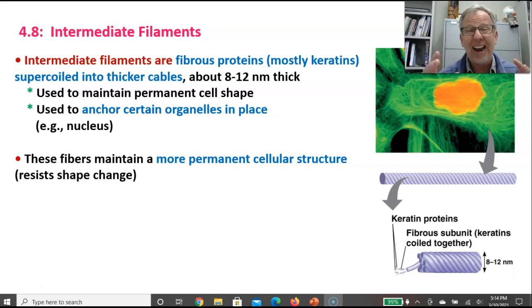So intermediate filaments are helping to maintain permanent cell shapes that aren't changing. And they're also used to anchor certain organelles in place, like the nucleus, for example, which is sort of held in a scaffolding of intermediate filaments. So these intermediate filaments are more permanent in structure, and they help to hold a more permanent cell structure, resisting shape changes. So there we go. That's finishing reviewing the three types of cytoskeleton protein fibers: microtubules, microfilaments, and intermediate filaments.